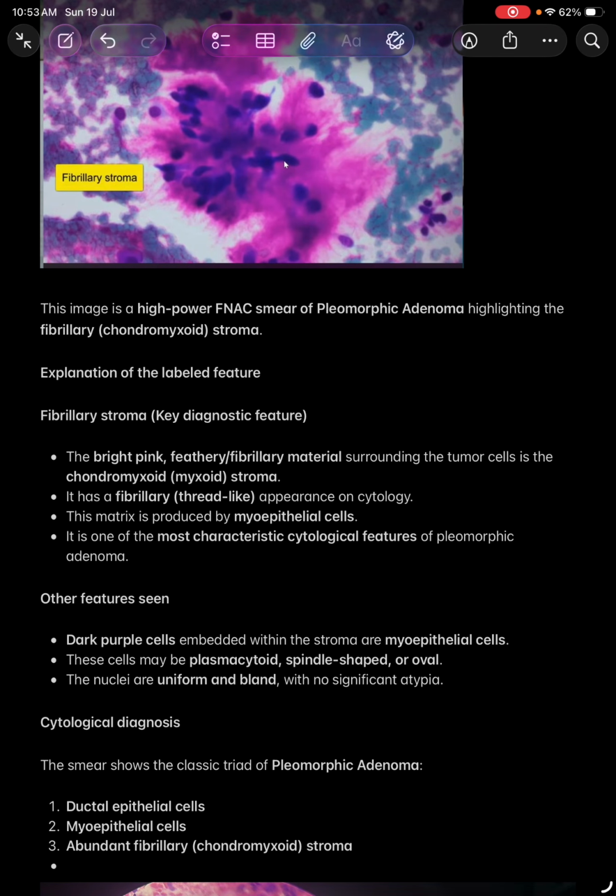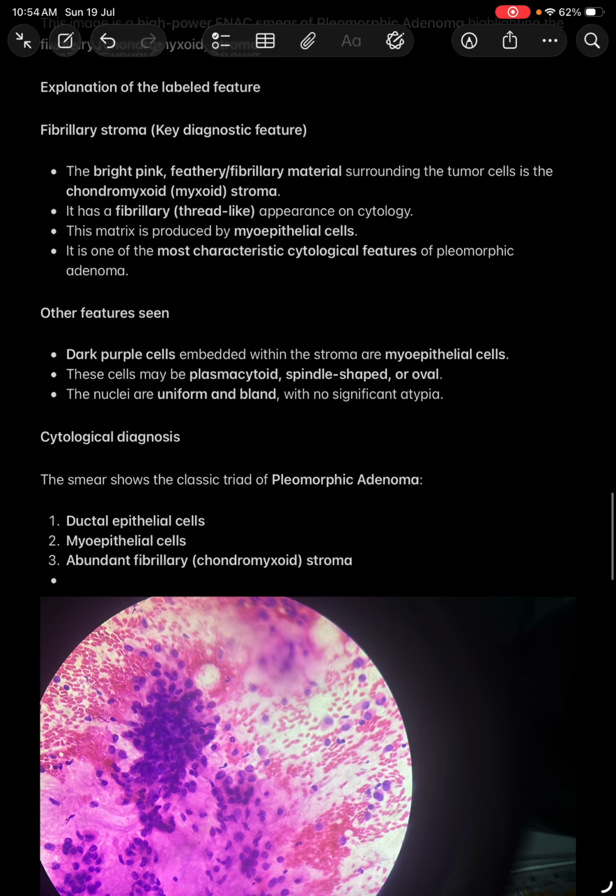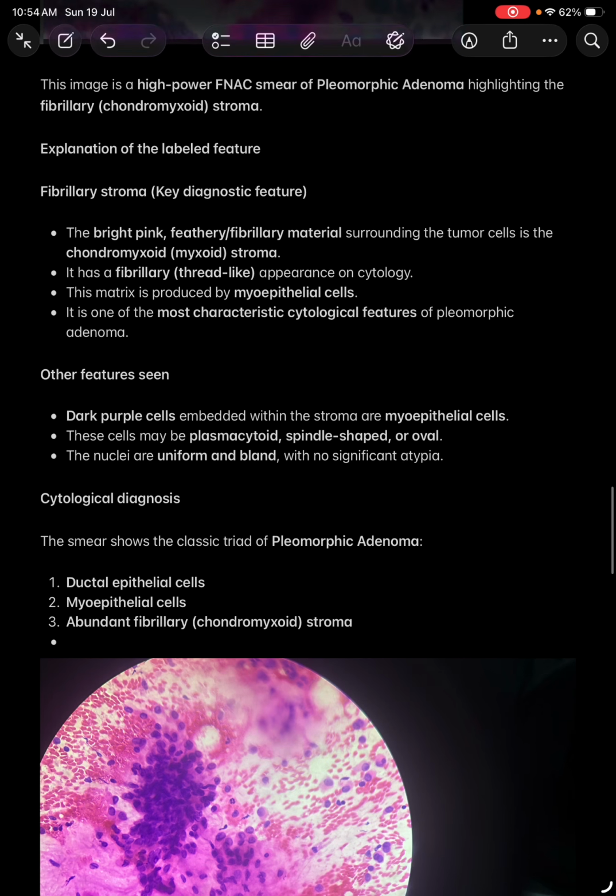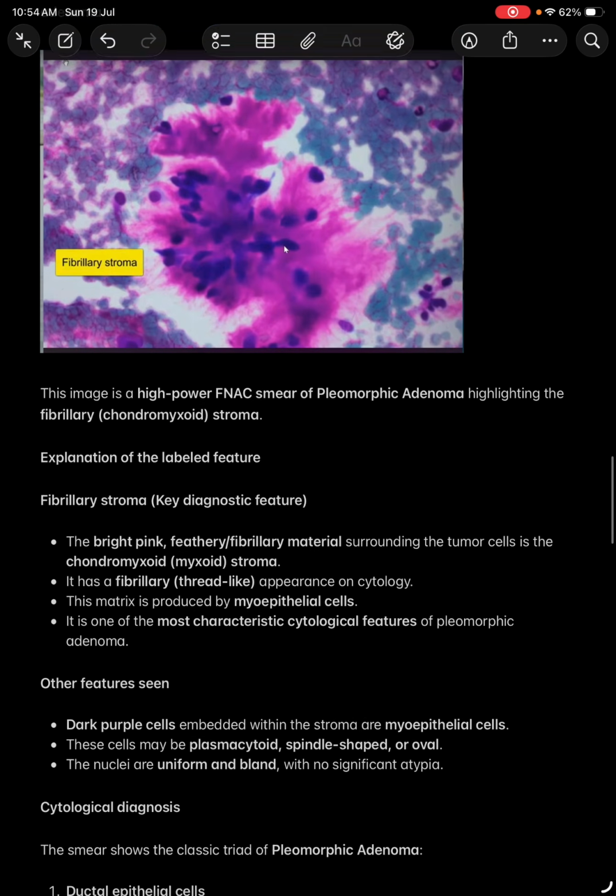The fibrillary stroma is bright pink, feathery, fibrillary material around the tumor cells, the chondromyxoid stroma. It has a fibrillary thread-like appearance on cytology. The matrix is produced by myoepithelial cells. This is one of the most characteristic cytological features of pleomorphic adenoma. The other dark purple cells embedded in the stroma are myoepithelial cells. This is a myoepithelial cell.